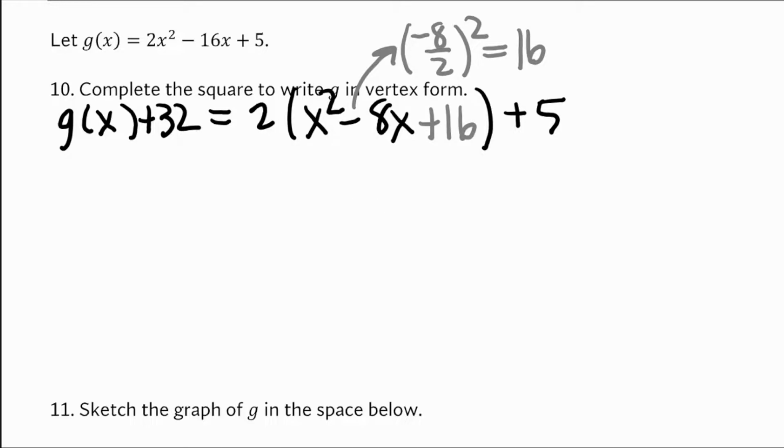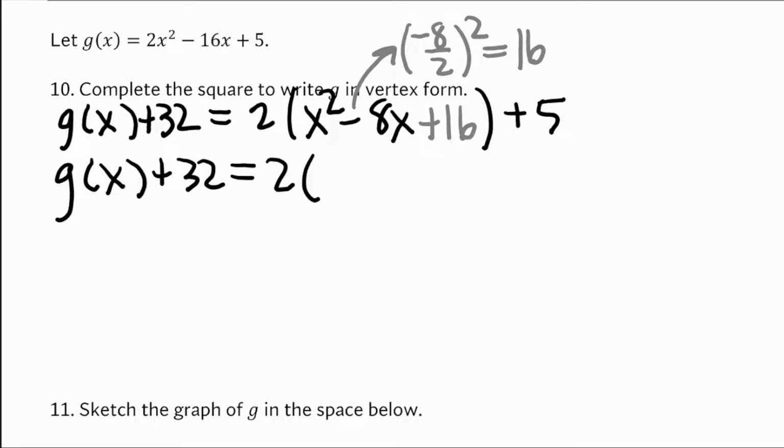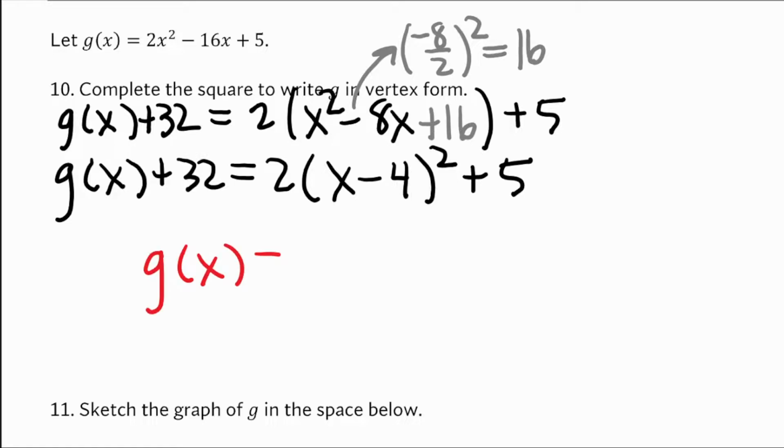Now at this point I'm going to factor on the right side. I'll have x minus 4 times x minus 4, still with plus 5. And now I'll solve for g of x, writing it in vertex form by subtracting 32 from both sides. It'll be minus 27.